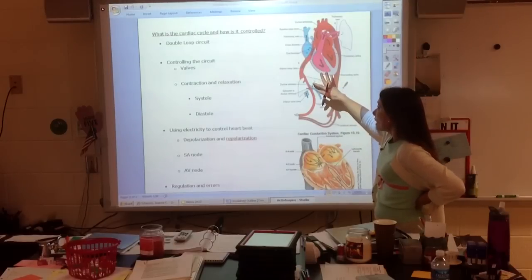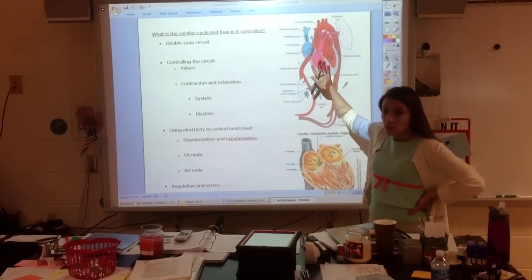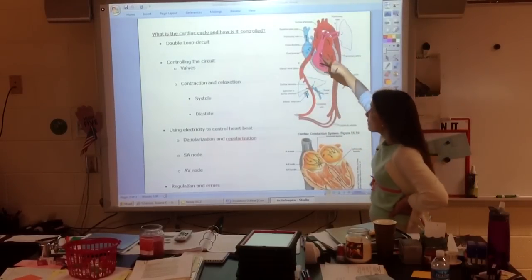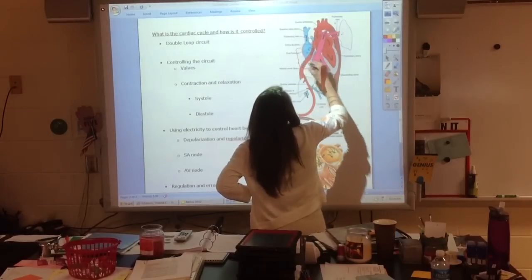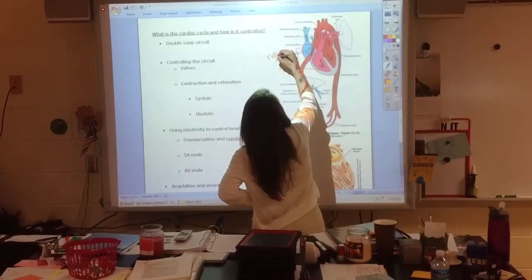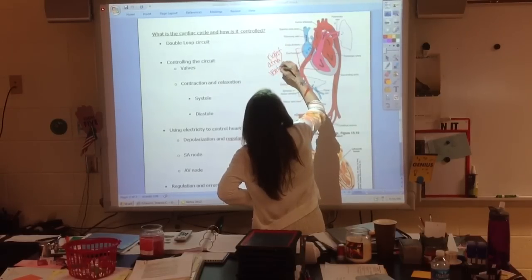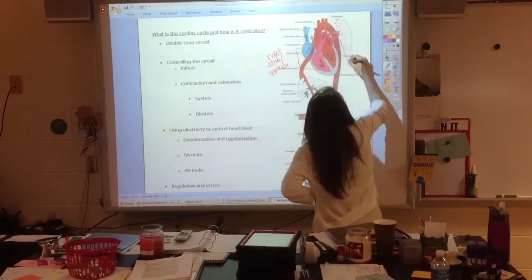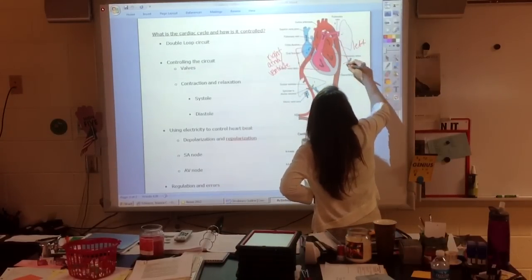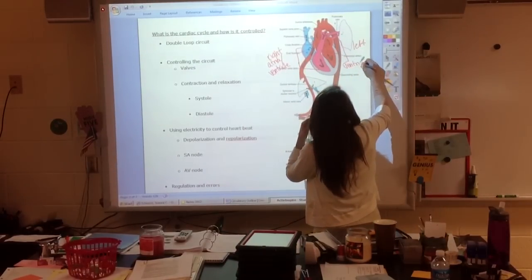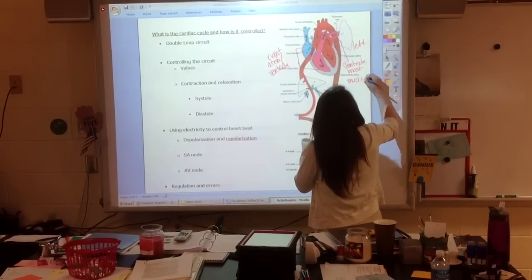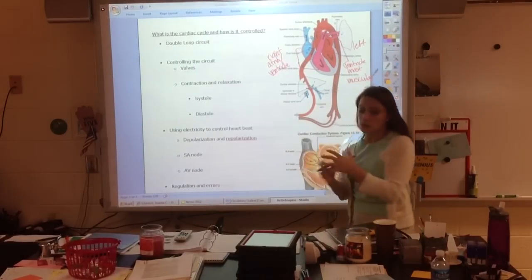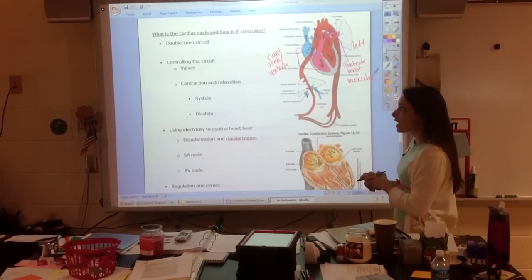Another thing that we want to pay attention to is that this is actually as if you were leaning over the patient. So even though this is on your left side, this is actually the right atria and ventricle. And over here is actually the left. The left ventricle is actually the most muscular because it is contracting with enough force to push through the entire body.